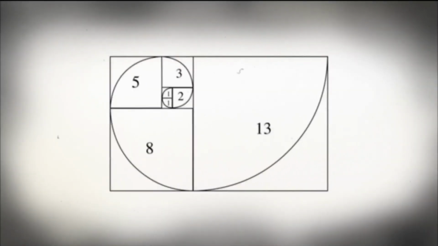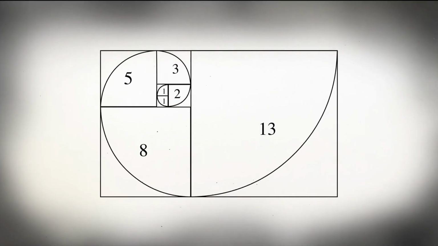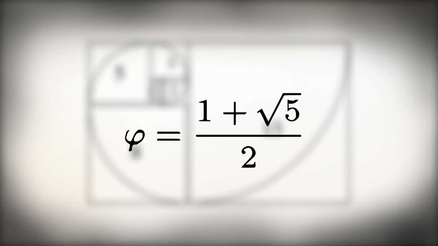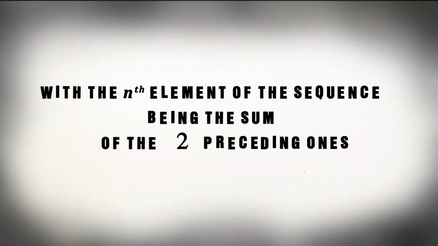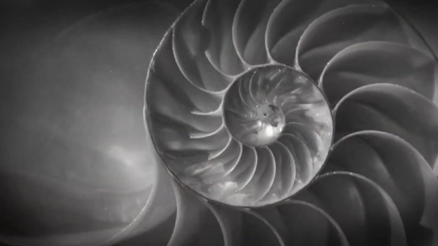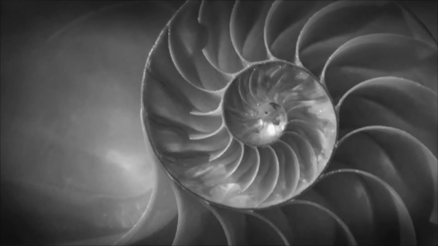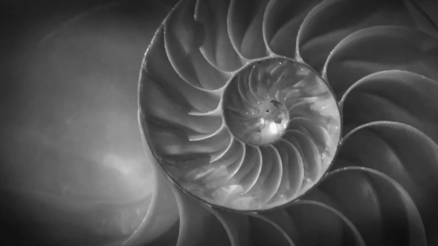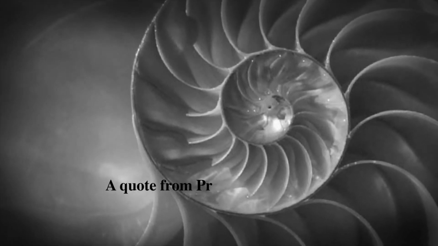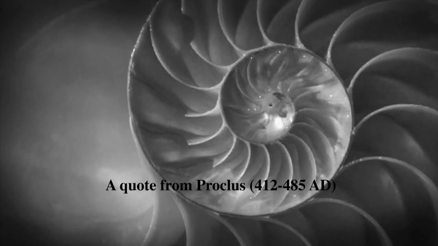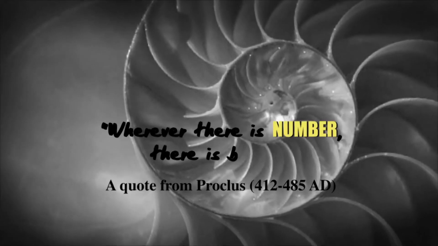Note also the inner and outer golden spirals that combine in particular the golden number phi equal to 1 plus square root of 5 over 2 and the Fibonacci sequence 1, 1, 2, 3, 5, and so on, with the nth element of the sequence being the sum of the two preceding ones. This beautiful combination of rational and irrational numbers combined in geometrical objects reveals undoubtedly a beauty. Beauty was acknowledged by Proclus 1500 years ago, who said, "Wherever there is number, there is beauty."